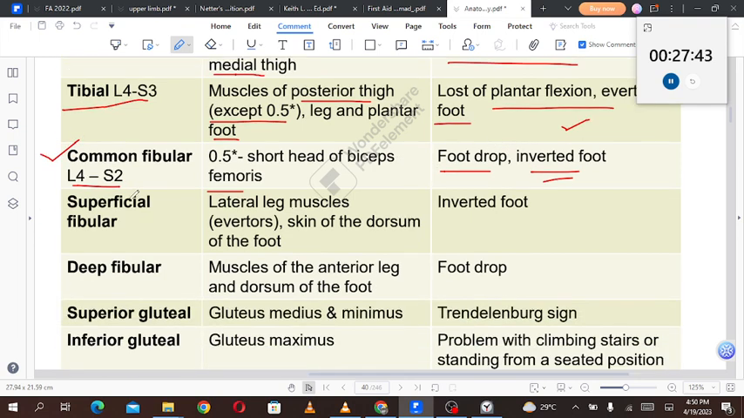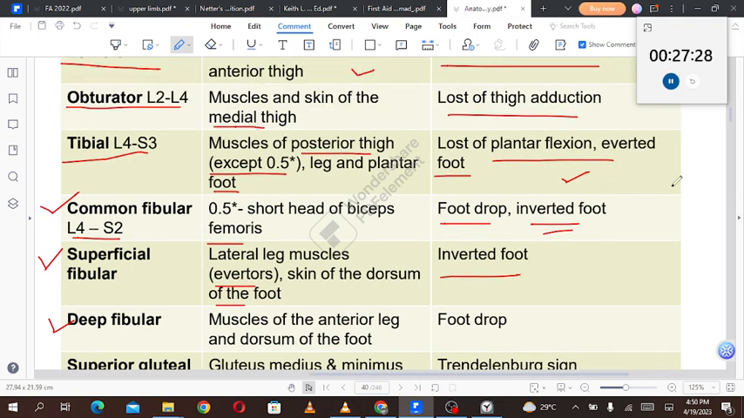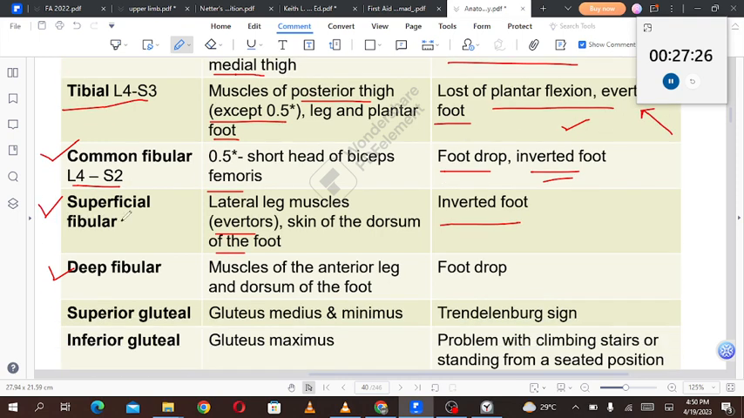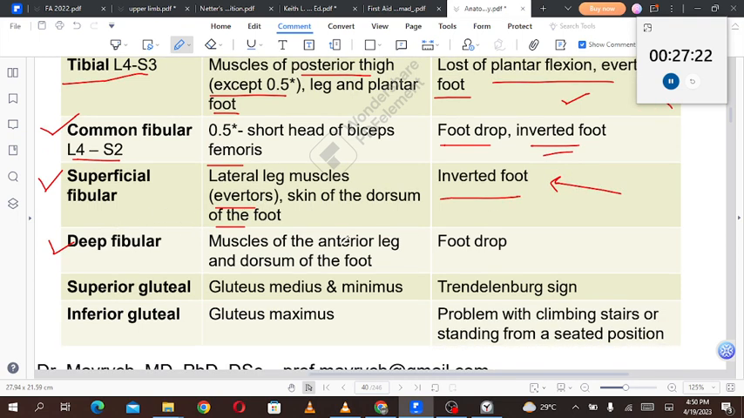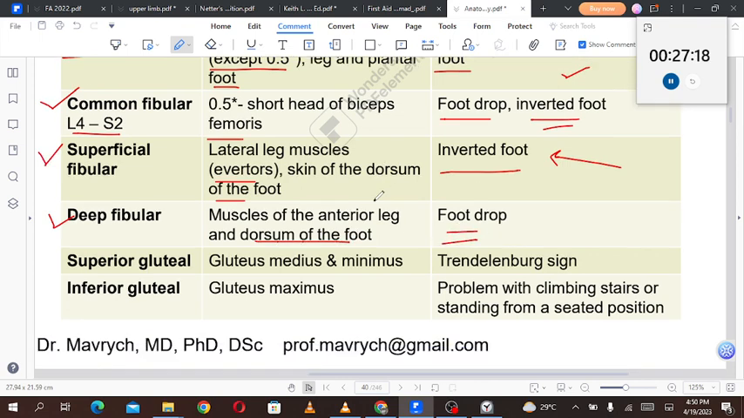Okay, and superficial fibular nerve, this is also a branch. So common fibular, superficial and deep fibular nerve, these two are branches of the common fibular nerve. They are supplying the lateral leg muscles, everters, skin of the dorsum of foot. So if they are damaged, there will be inversion of the foot. If the tibial nerve is damaged, we find eversion of the foot. If the superficial fibular nerve is damaged, we find inversion of the foot. The deep fibular nerve, muscles of the anterior leg and dorsum of foot, and that can result in foot drop.